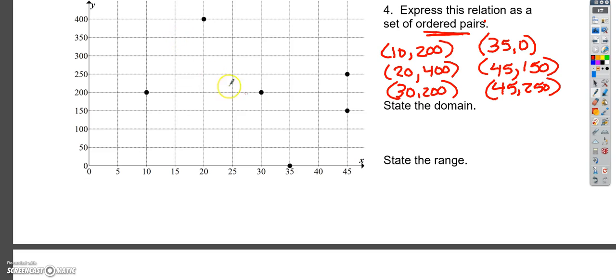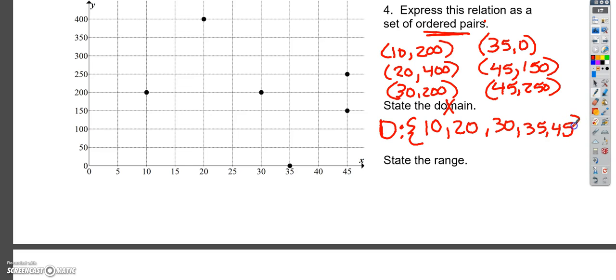So I had 1, 2, 3, 4, 5, 6 ordered pairs. Now it says state the domain. So domain, it's a set, so we do the squiggly brackets, and domain means x. So 10, 20, 30, 35, 45, 45. But remember, we only write numbers once. So 10, 20, 30, 35, and 45, and then the closing bracket.